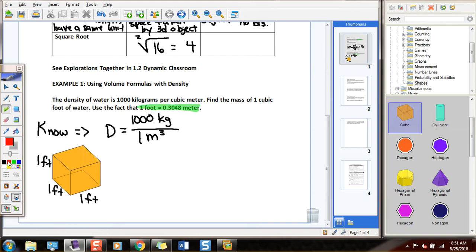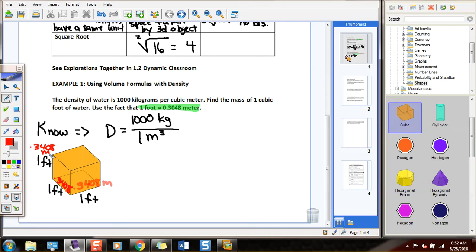So what I'm going to do is this. I'm going to change this, which is really the same as 0.3048 meters. This is the same as 0.3048 meters. And what's the height also going to be, kids? 0.3048. Okay. So here's the deal.